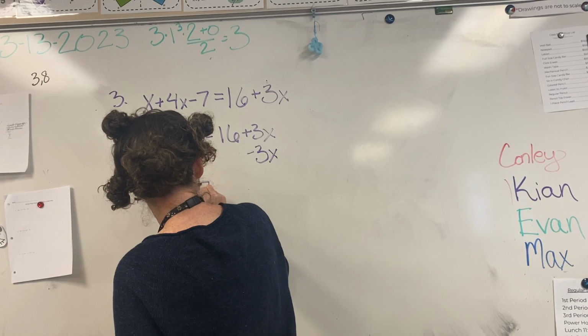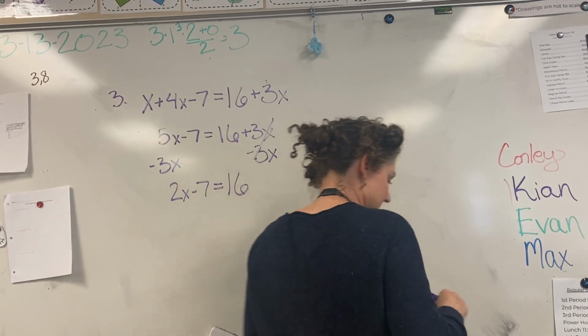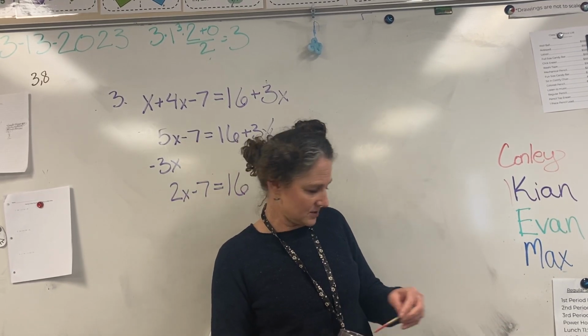Negative 7 comes down for fun. These go away, and I'm left with 16. So I'm going to draw popsicle sticks of destiny. There's one, and she's not here.